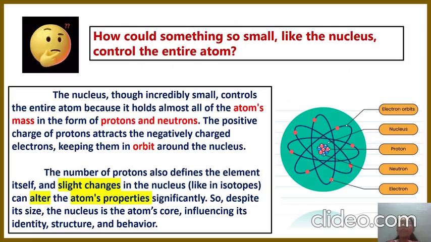Now, have you ever wondered how something so small, like the nucleus, could control the entire atom? Well, the answer is here. The positive charge of protons attracts the negatively charged electrons, keeping them in orbit around the nucleus. This is the science behind that. And one more additional factor: the nucleus comprises protons and neutrons. Do you know what the force is that acts between them? The force is Yukawa. This is one more fact.